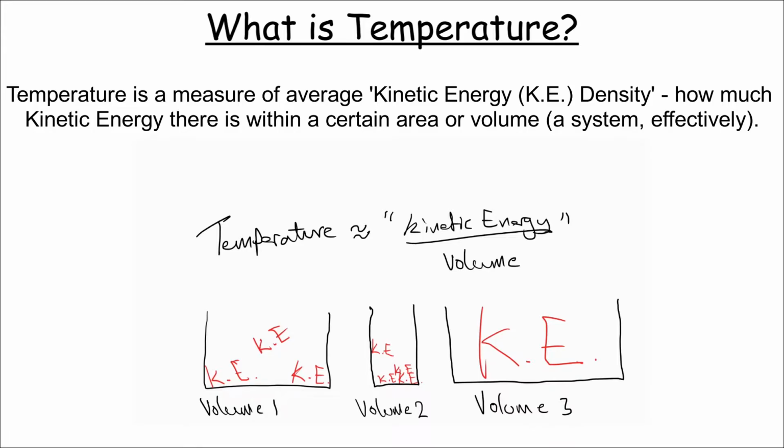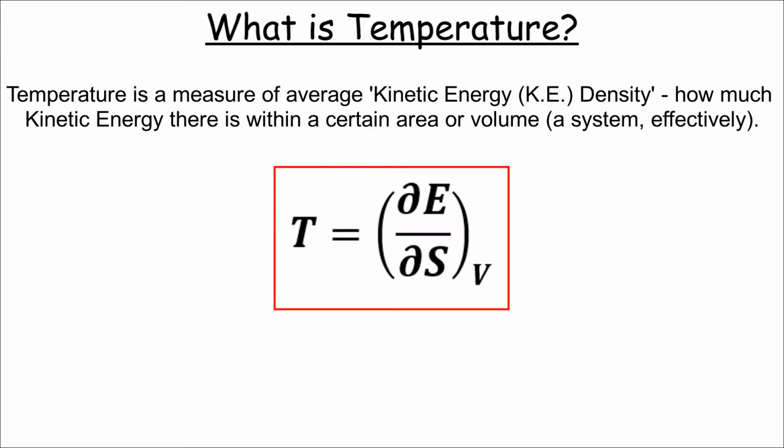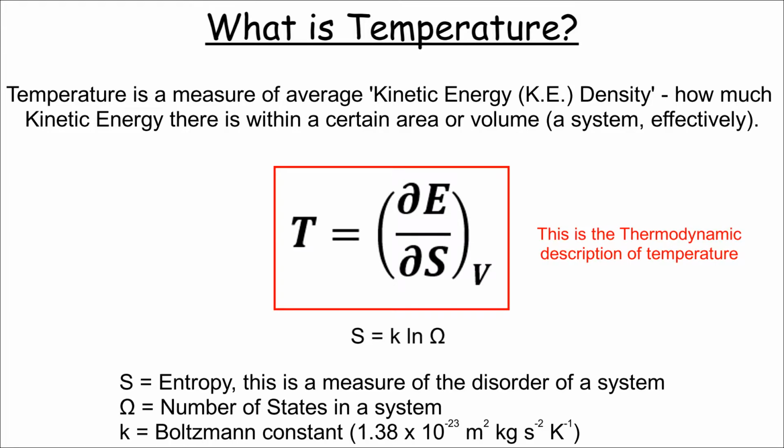Now, this is a thermodynamic description, and it comes from the following expression, where you have the partial derivative of energy over the partial derivative of entropy at constant volume. Entropy equals k ln omega, where omega is the number of states in a system.